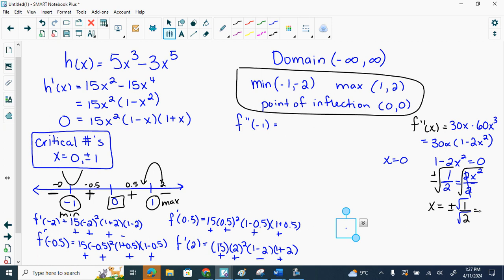So I'm going to get plus or minus 1 over root 2. You can leave it like that because it's calculus. Or you can rationalize it and say it's root 2 over 2. Doesn't matter, they're the same answer. 0.707, and so on. Okay?